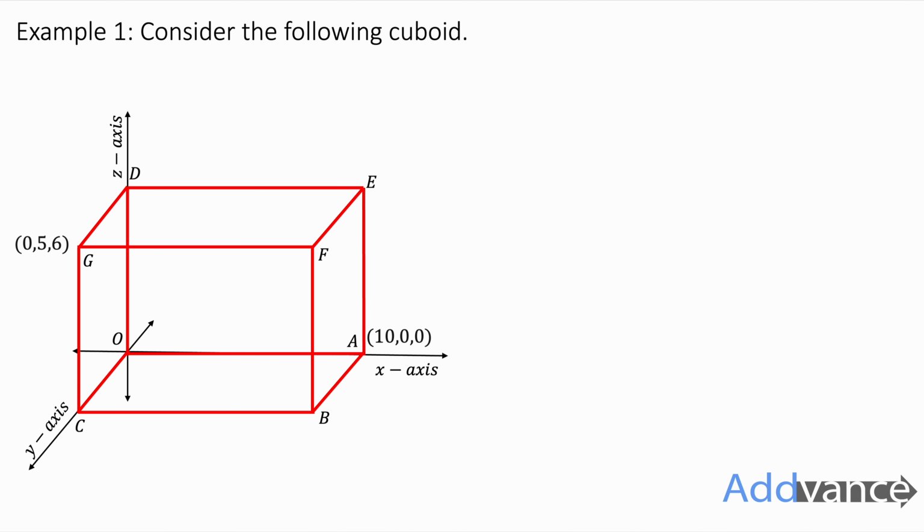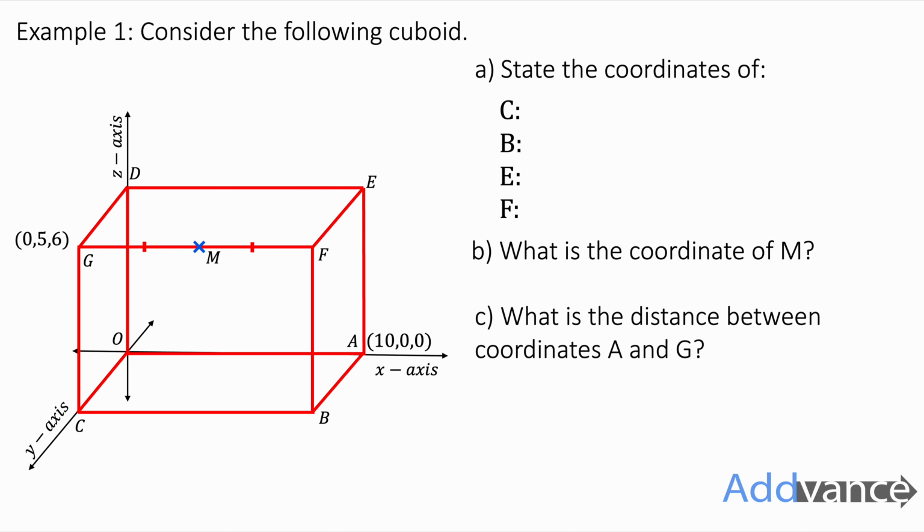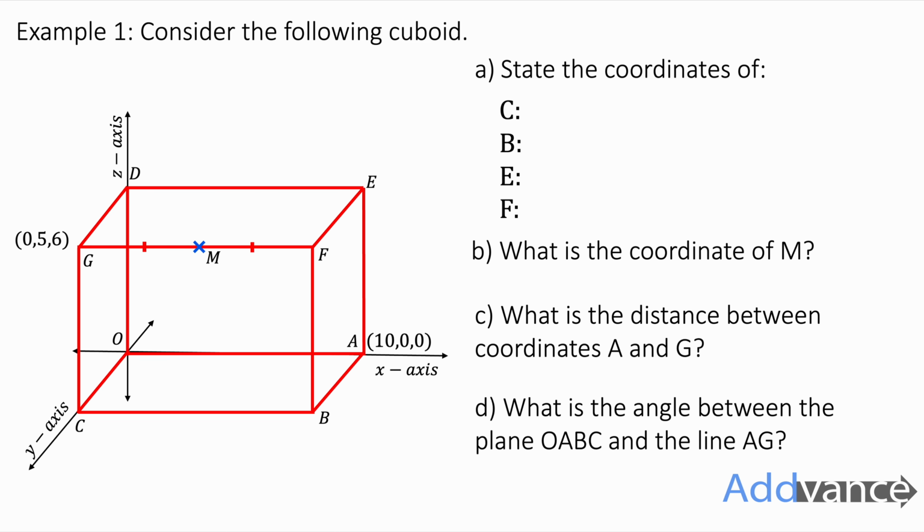Here we have our first example and it says consider the following cuboid. On the cuboid we've got the vertex G labelled 0, 5, 6, and we've also got the vertex A labelled 10, 0, 0. For this question, we are asked to state the coordinates of C, B, E, and F. Find the coordinate of the midpoint, find the distance between A and G, and also find the angle between the plane OABC and the line AG. So it's a very busy question, lots of things to be working on.